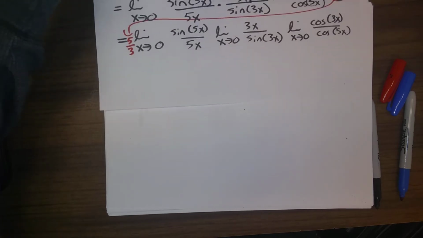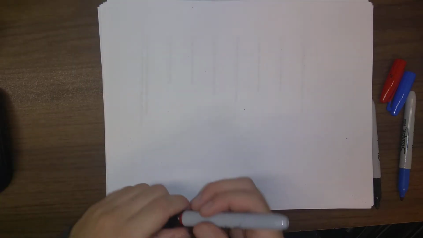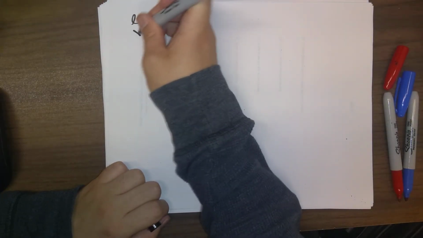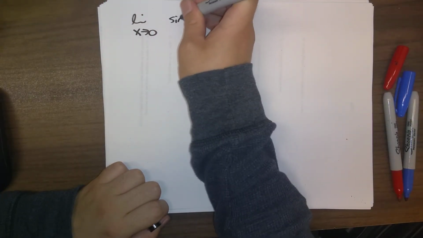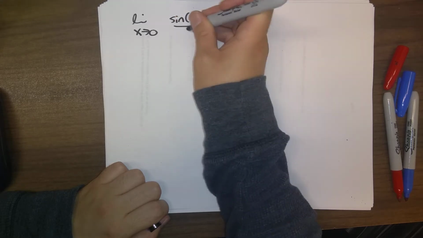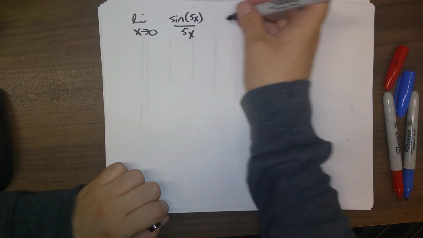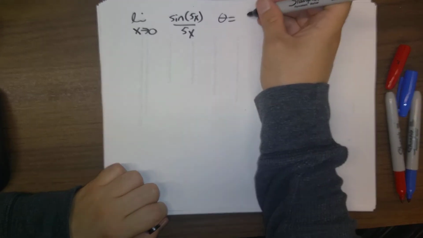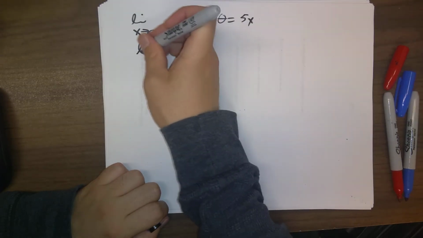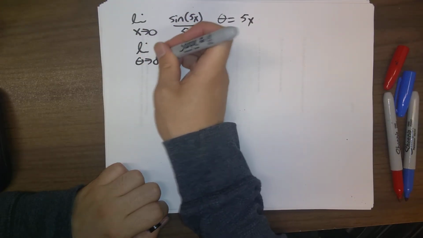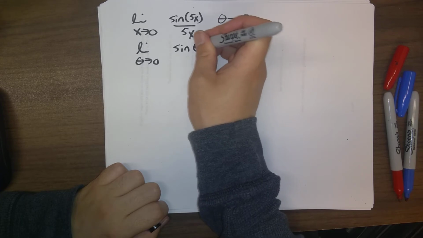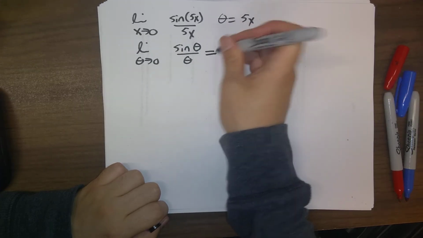So right now, what do we have? We need the limit as x goes to 0 of sine of 5x over 5x. A change of variable, where theta is 5x, makes this the limit as theta goes to 0 of sine theta over theta. Guess what? That's 1.